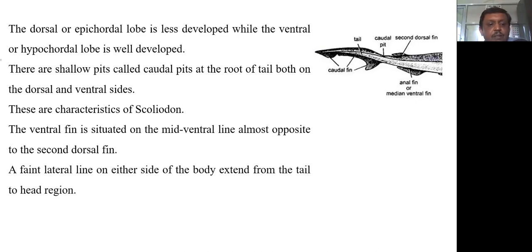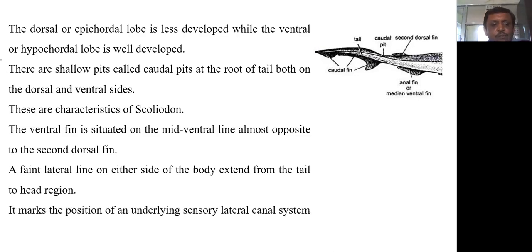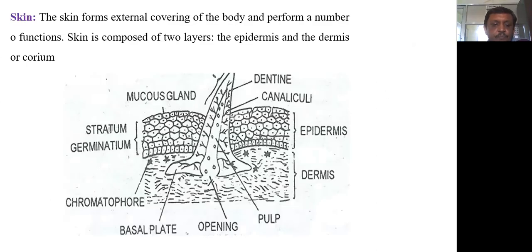A faint line continuously on either side of the body extends from the head up to the tail region, and that is called the lateral line. This lateral line marks the position of underlying sensory structures, which include the lateral line canal system, which contains sensory cells.